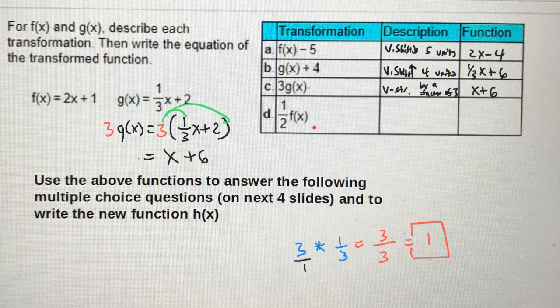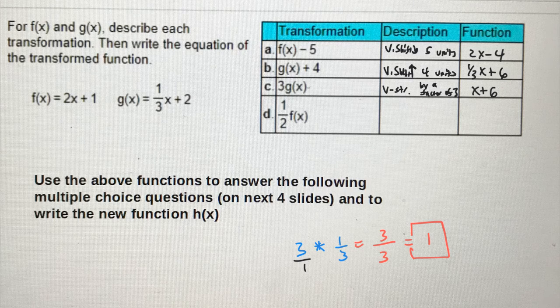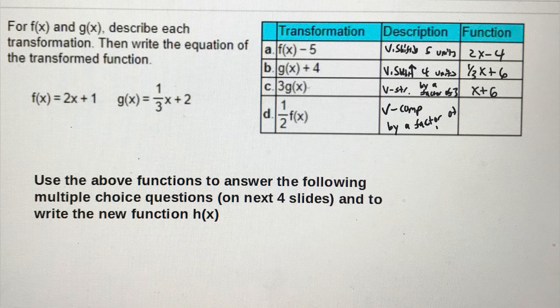So then they have 1/2 f of x. Well, that is, as I had stated before, going to be a vertical compression, okay, because it is a fraction, right? So therefore, I can write v comp, and we can say by a factor of 1/2.